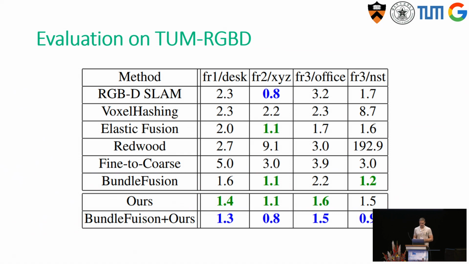We also wanted to have a look at a quantitative evaluation. So here we evaluate in TUM-RGBD. We see here all of the state-of-the-art methods. So Redwood is Choi et al. Fine-to-coarse by Maciej Halber. Bundle fusion is our baseline. And then we see we are about on par with bundle fusion in terms of the error metrics here.